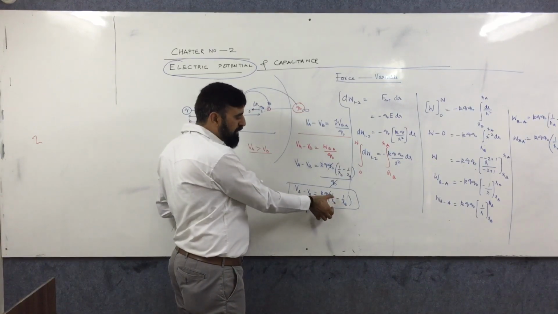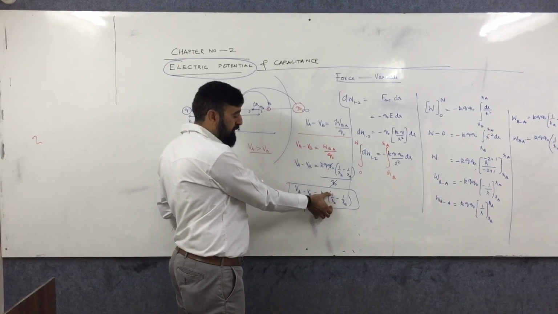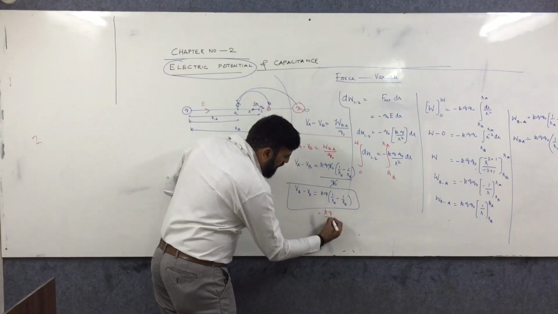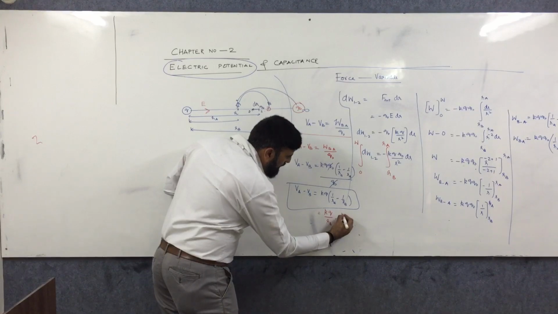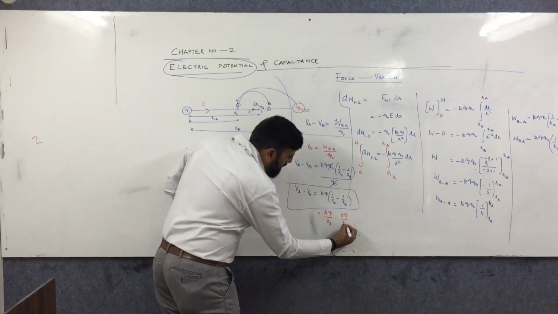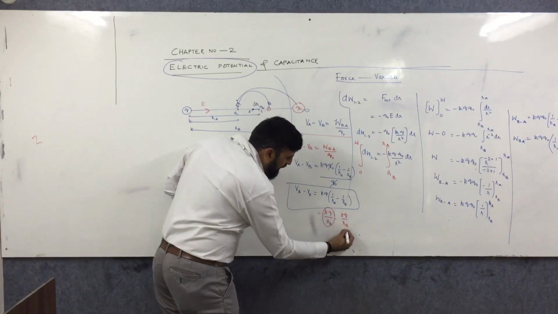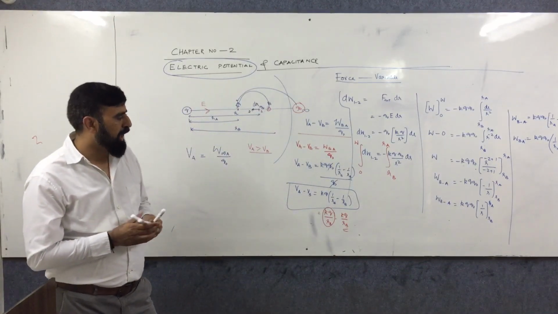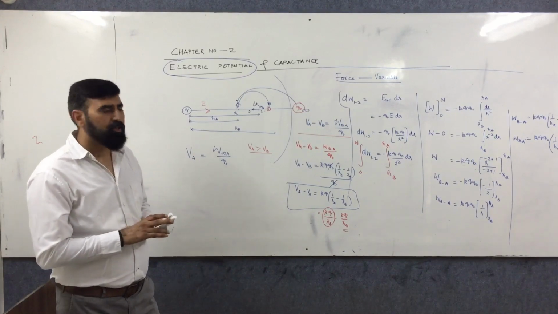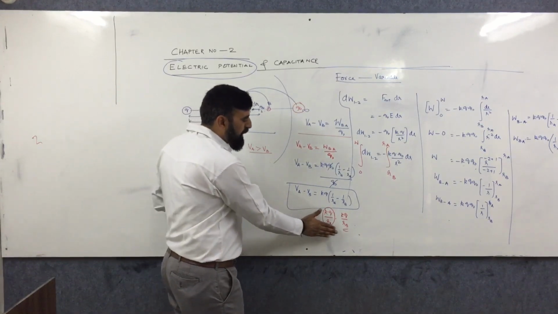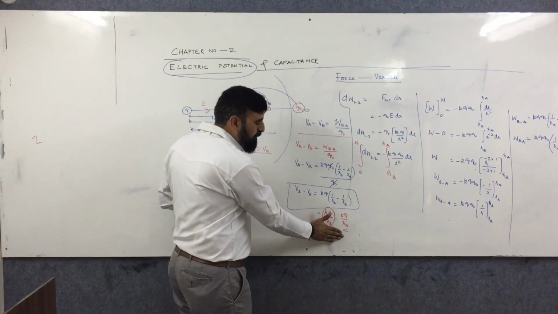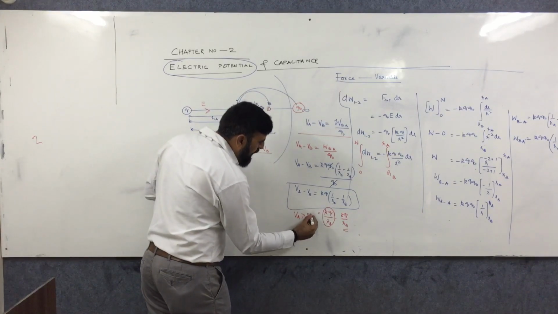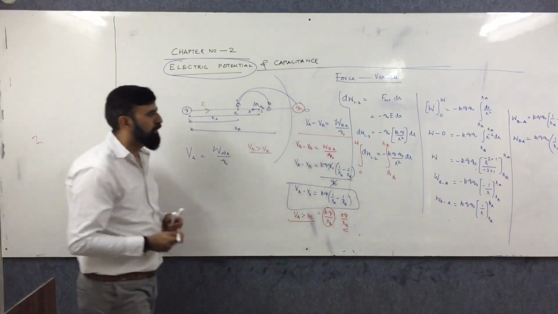Since RA is smaller, this term will be bigger, isn't it? If I expand this term, KQ upon RA minus KQ upon RB, clearly this term is bigger than this term because RA is smaller than RB. So this term is bigger than this term. That means potential at A is more than potential at B.